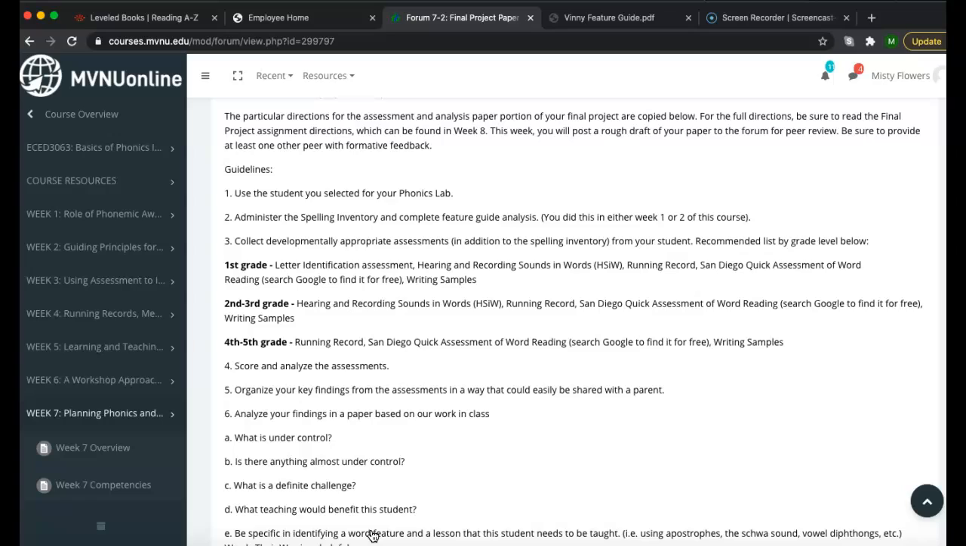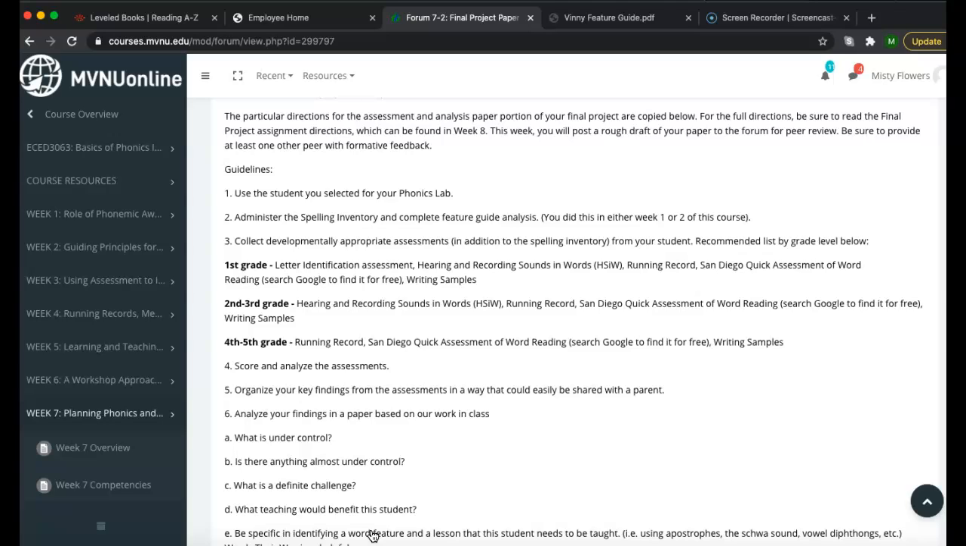Here are the guidelines. Number 1, use the student you selected for your phonics lab. 2, administer the spelling inventory and complete feature guide analysis, which you should have done in week 1 or 2. So that's done, as long as the top part is completely filled out. 3, collect developmentally appropriate assessments in addition to the spelling inventory from your student.